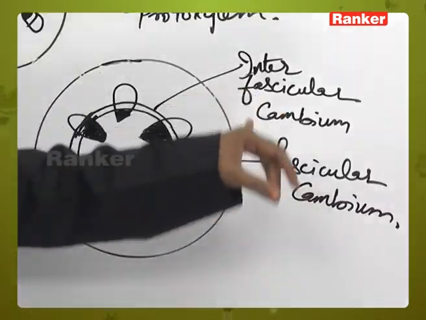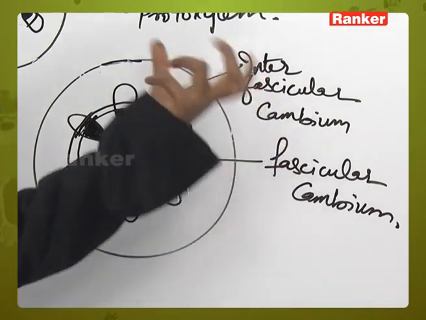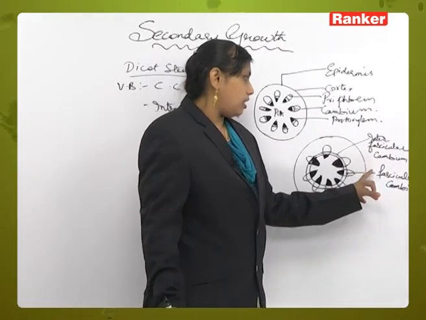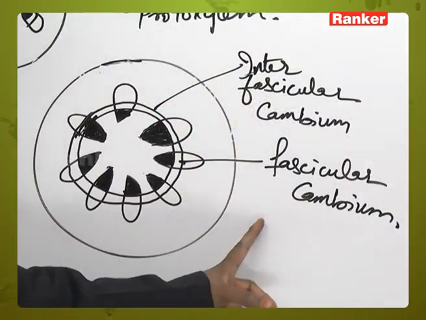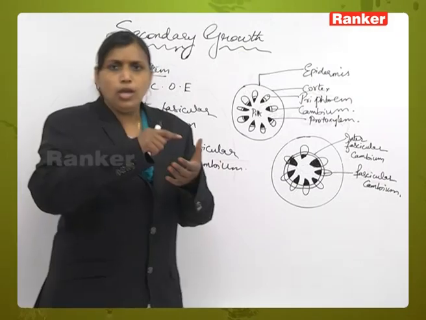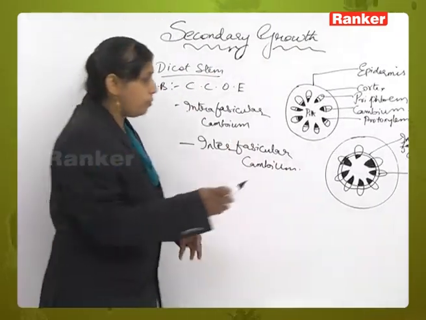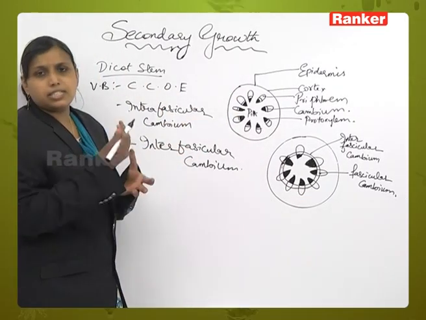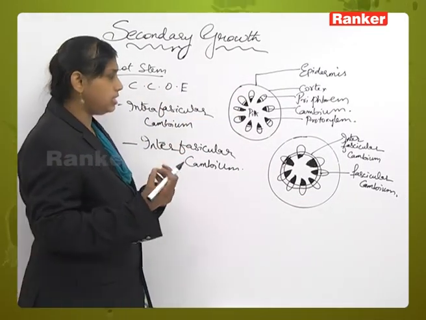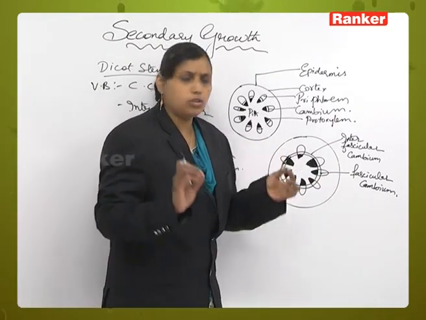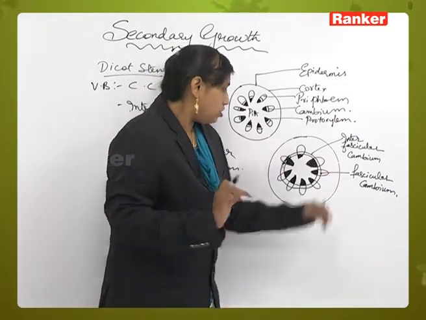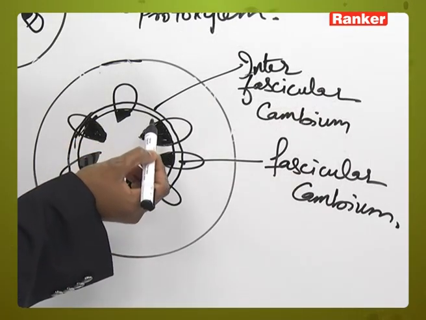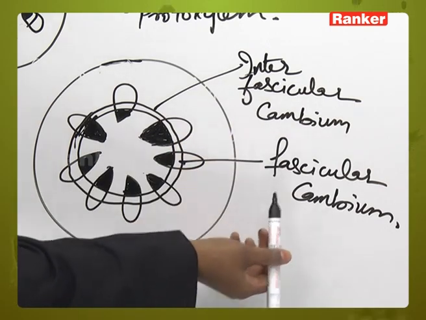Here this interfascicular cambium becomes meristematic and develops a potential of continuous division, and they form strips of interfascicular cambium. Later on, this inter and intrafascicular cambium join together and form a continuous ring-like structure. They collaborate with each other as the division potentiality increases. As you can see in the diagram here, a ring of vascular cambium is formed with a combination of both inter and intrafascicular cambium.